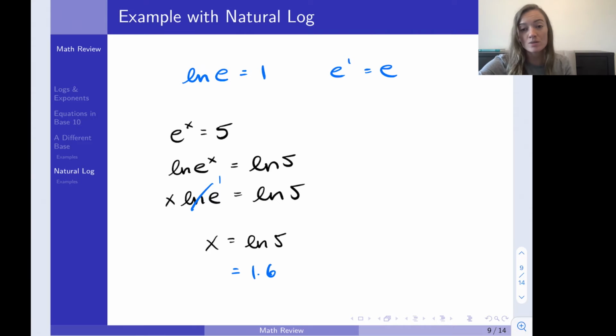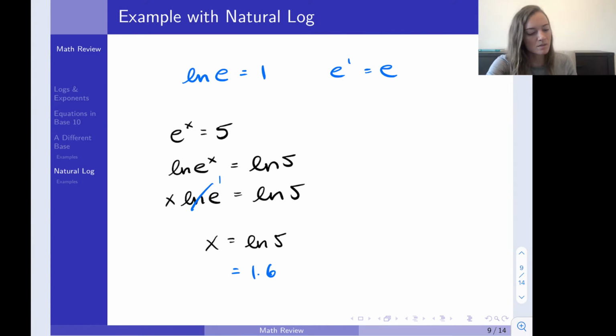And again, you could do this with any base in your log. If you wanted to do base 10 or base 2 or base 4, it would work. You would just have more steps, and it wouldn't really make sense when you could just do it much more easily using a natural log.